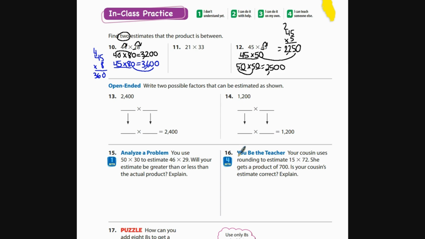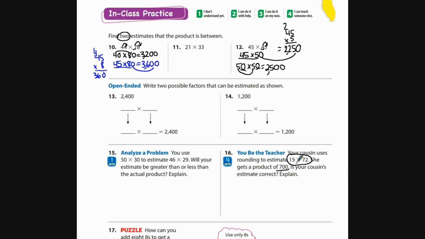You be the teacher. Your cousin uses rounding to estimate 15 times 72. She gets a product of 700. Is she correct or is she wrong? How do we explain? Well, there's only one way to explain, and that is to solve. So let's circle what we need to find. This is what she got. Let's use 15 times 72, right?